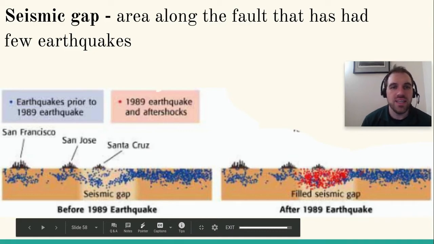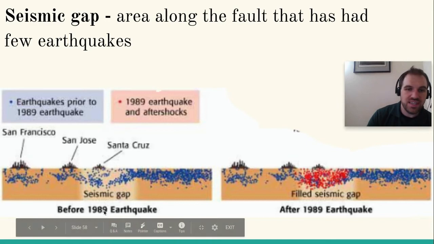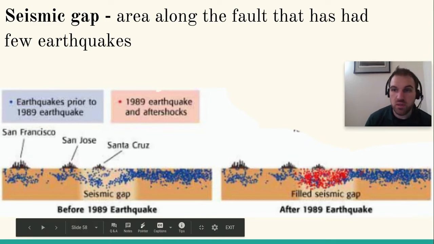The next definition is a seismic gap. This is an area along a fault line that has had few earthquakes. So, if you look right over here, this is the 1989 earthquake, the famous one that we have discussed that happened during the World Series.